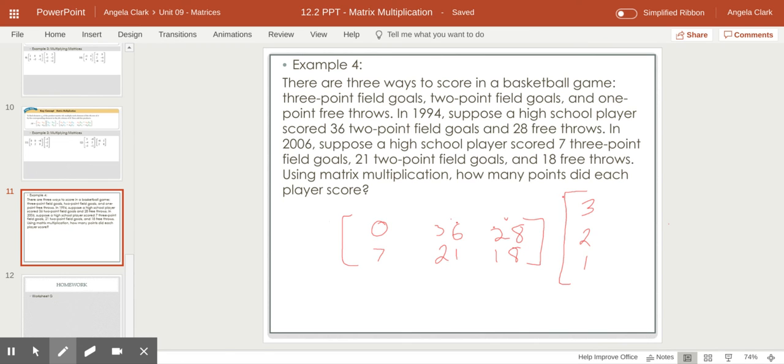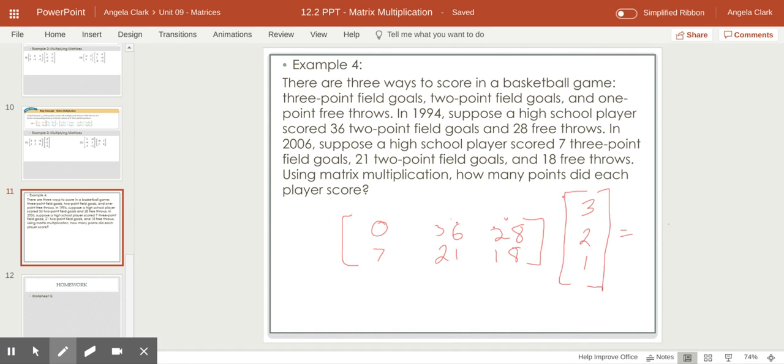So what I'm going to do here is now I'm just going to multiply these. So checking to make sure that I actually can. This is a 2 by 3 matrix, and this is a 3 by 1 matrix. So 2 by 3, 3 by 1. The middle ones are the same, so we're good to go. So let's just go ahead and do it.